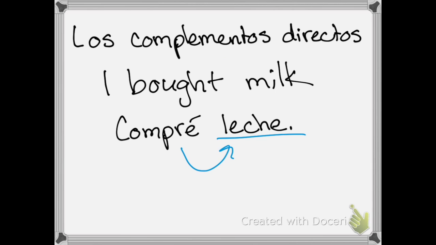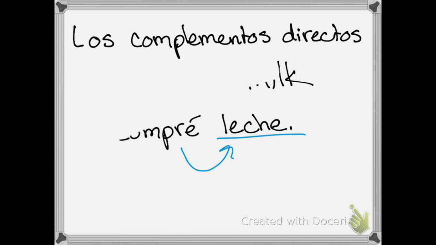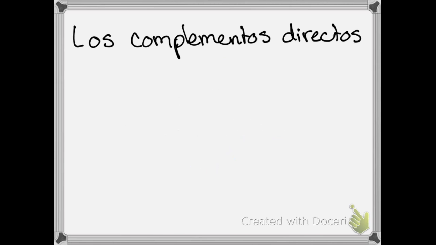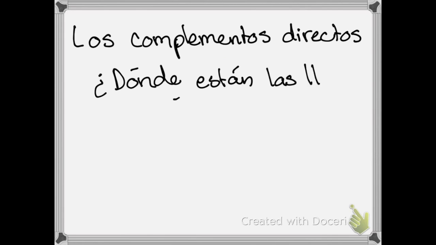Now, just as in English, we don't want to have to be repeating words all of the time. All right, so for example, if I have ¿dónde están las llaves? Okay, so ¿dónde están las llaves? What is it that I'm looking for? It would be las llaves. Okay, the keys. Where are the keys? ¿Dónde están las llaves? ¿Dónde están? Where are what? Las llaves. Therefore, that is my direct object. We don't want to be repeating that.